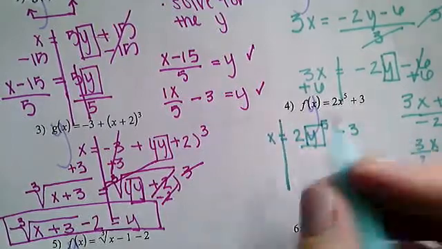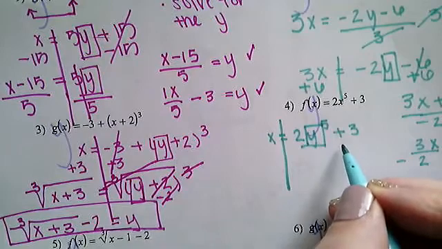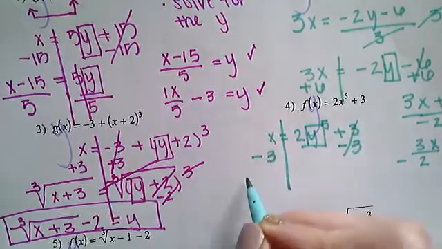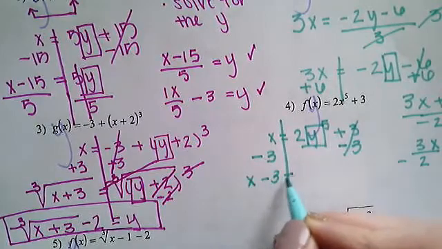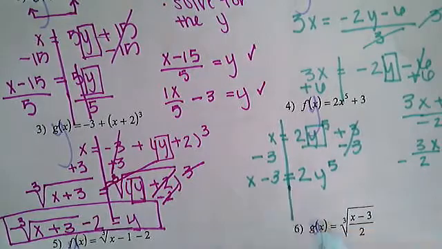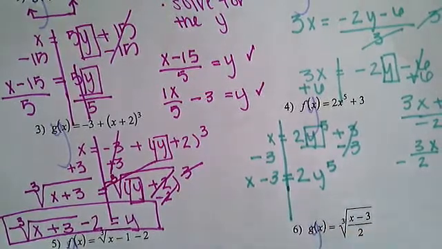And then we're trying to get Y by itself. So we'll go ahead and move our 3 over first, which is X minus 3. Then we have our 2Y to the 5th.